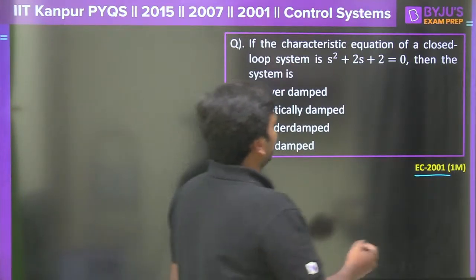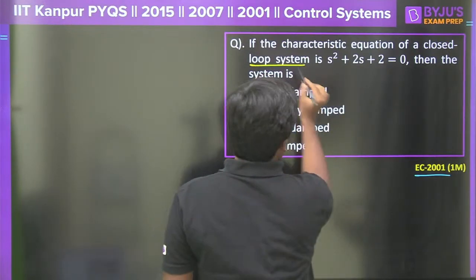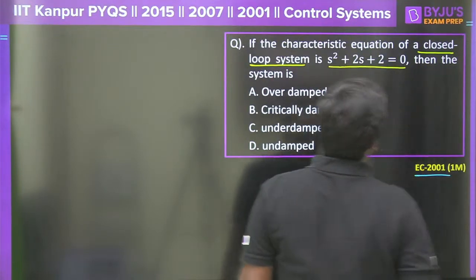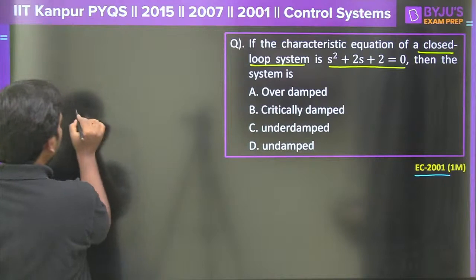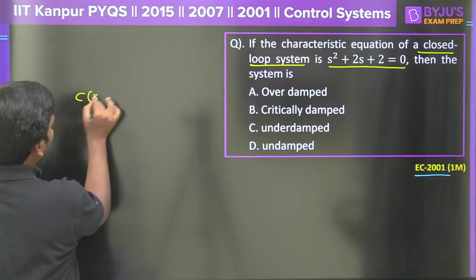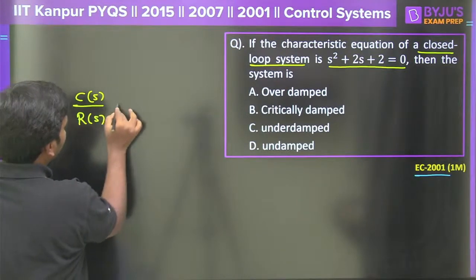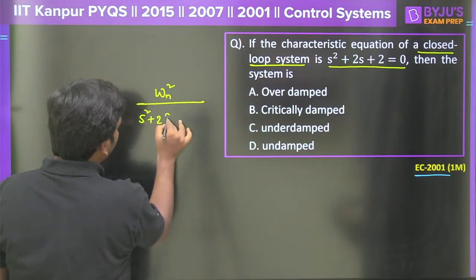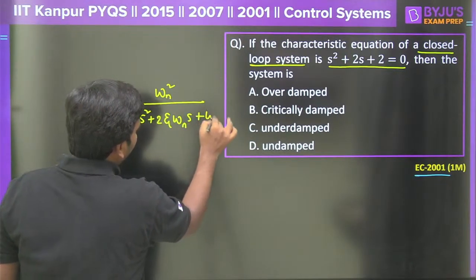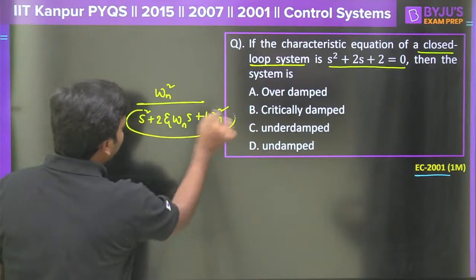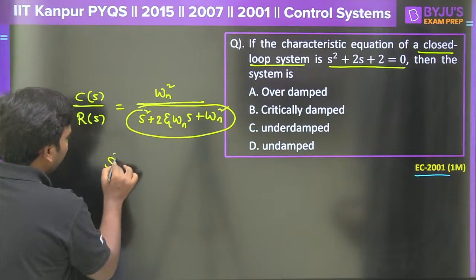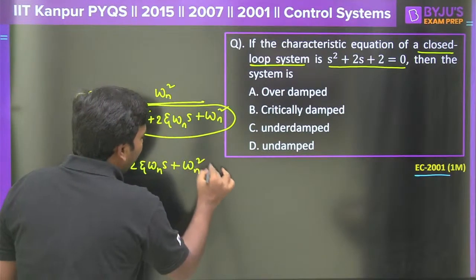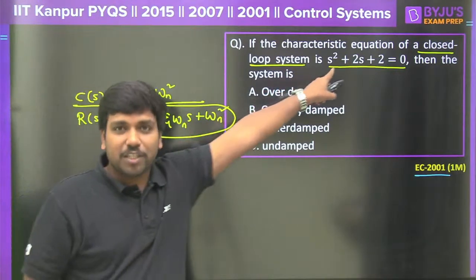If the characteristic equation of a closed loop system, directly they have given closed loop system, is s square plus 2s plus 2 equal to 0, then the system is dash. We all know that the closed loop system transfer function, for a second order system, must be omega n square divided by s square plus 2 zeta omega n into s plus omega n square, correct? Now this is considered as a characteristic equation in general, isn't it? So I can say s square plus 2 zeta omega n into s plus omega n square must be equal to what? The characteristic equation was given there.